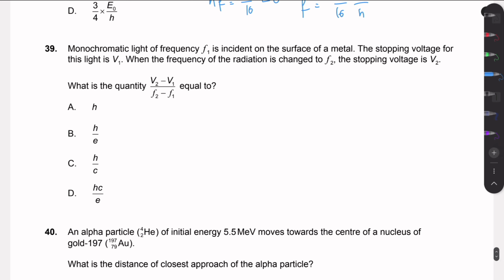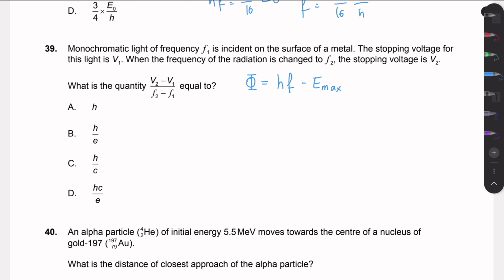And then now we have another monochromatic light of frequency f1 incident on a surface of metal. The stopping voltage is V1. When the frequency of the radiation is changed to f2, the stopping voltage is V2, and we need to find this ratio. So we know that the work function of a metal is just the energy required to bring an electron from inside the metal to the surface of the metal. And that is just equal to the incident photon energy minus the maximum energy of the electrons emitted. This difference will tell us how much energy we need to expend just to remove an electron from the surface.